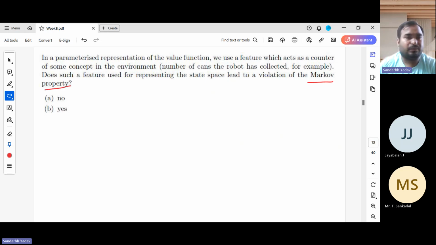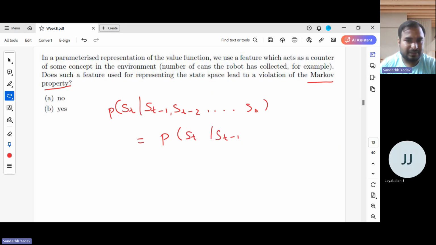So what was the Markov property? The Markov property was that history basically doesn't play a role. Suppose we have a trajectory of states, so the probability of moving to state S_t given this history, going back to S_0, is essentially equal to the probability of S_t given S_{t-1}. This is the Markov property. Basically, the last state is sufficient.